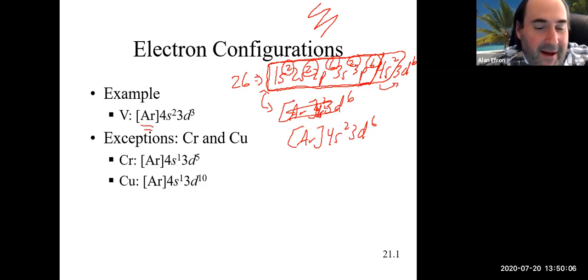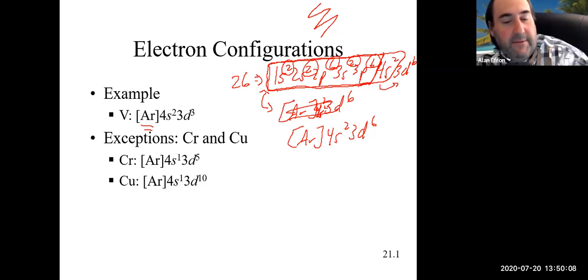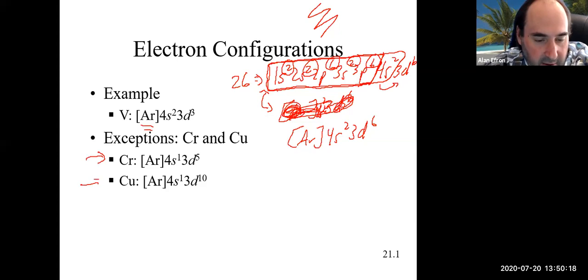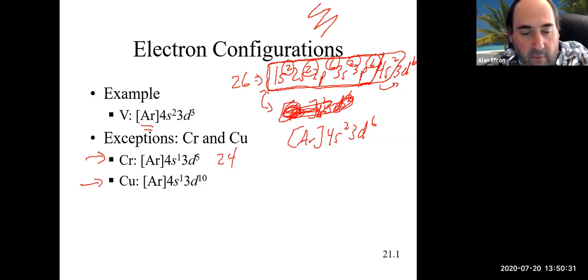All right. Now, there are some exceptions to the normal electron configuration when we talk about transition metals. Two very common ones that people think about are chromium and copper. Chromium and copper basically have one more electron in the d orbital and one less electron in the s orbital. So chromium, which is 24, and copper, which is 29.